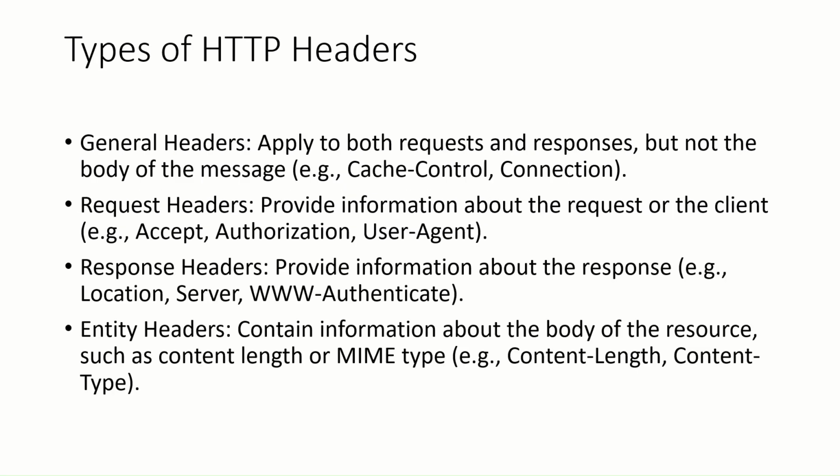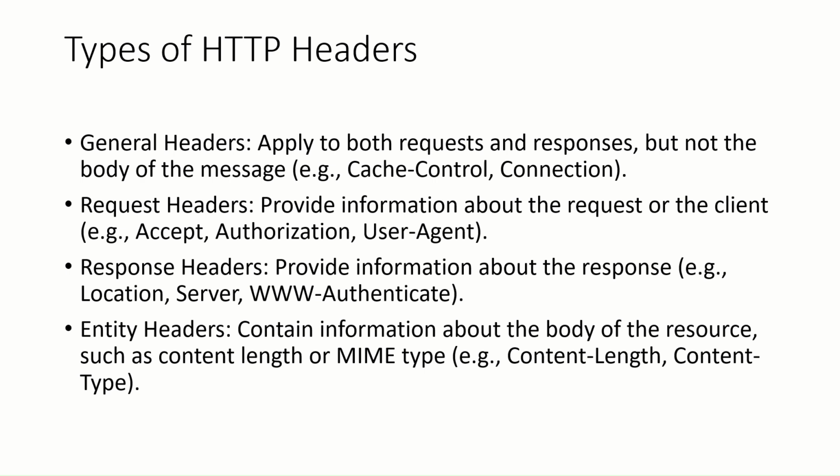Now let me go to the next slide and discuss the types of HTTP headers we have. The first one is the general header, which applies to both request and response, but not the body of the message. Examples are Cache-Control and Connection. So the first type of HTTP header is general headers. Coming to the second one, the request header. This provides information about the request or the client.